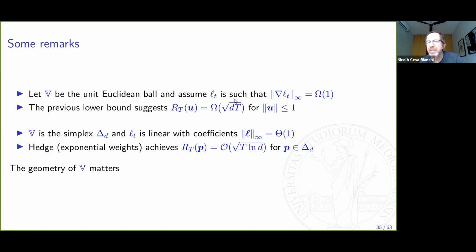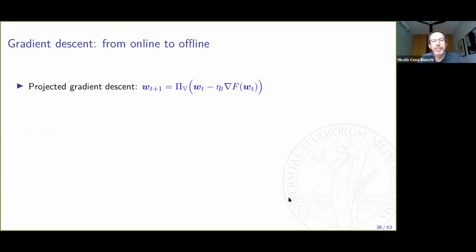Here, basically my lower bound is telling me that I should suffer this much, but I have special cases like the simplex where I have a much better dependence on the number of dimensions. So how is that? Somehow the idea is that the algorithm that you choose should exploit the geometry of the decision space in a clever way. And somehow exponential weights do that, because we know that this bound is optimal. For the Euclidean ball, the previous argument tells us that this lower bound is the best you can hope for, okay? So let's look at this in more detail.